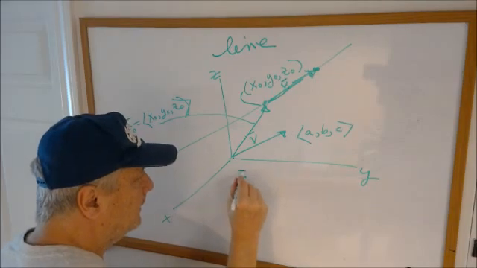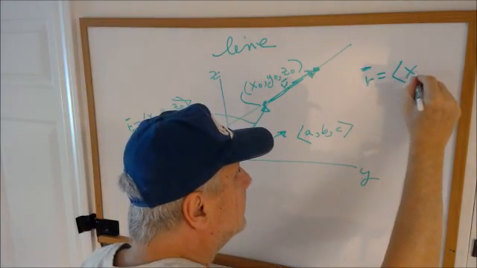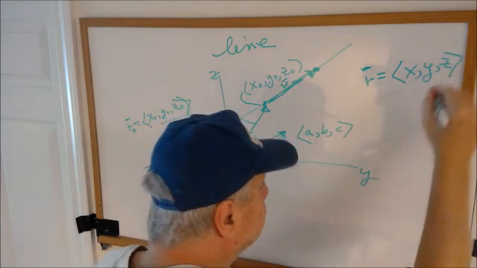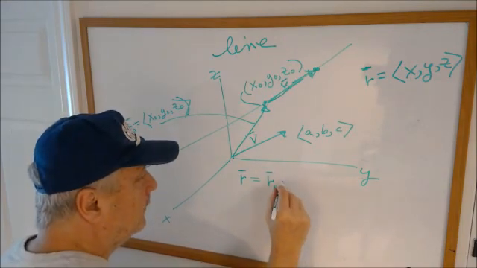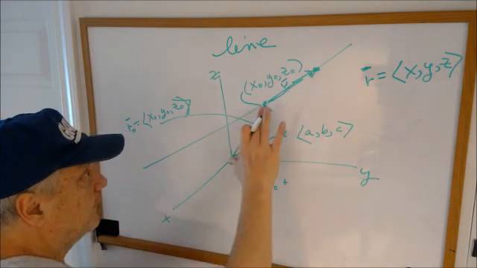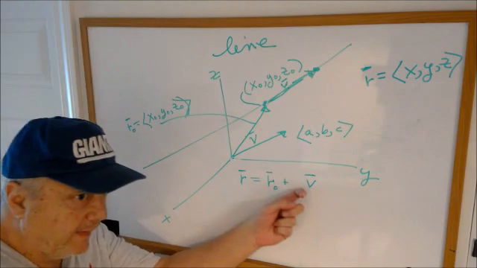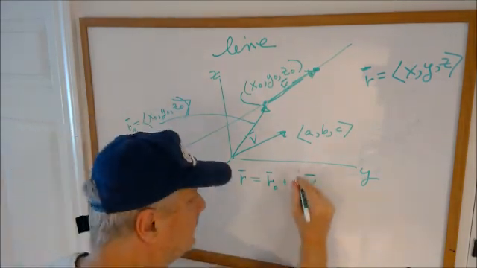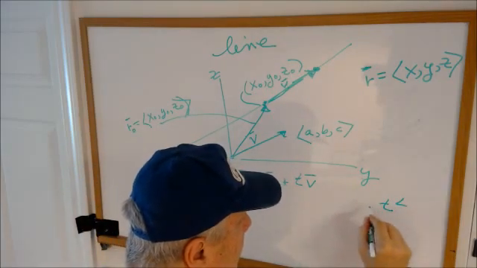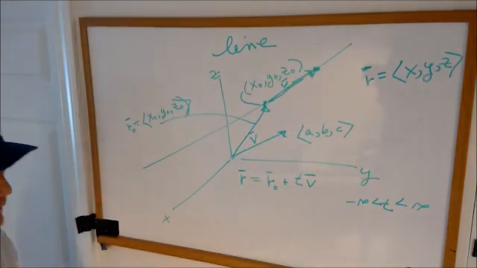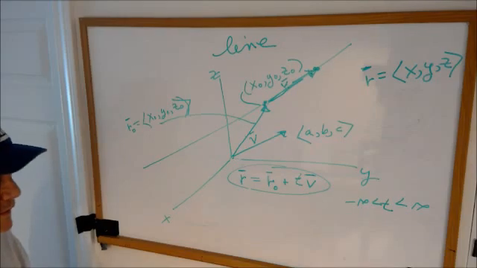Well, for a line, let's say the notation is going to be R. Now R, remember, is just by definition the arbitrary x, y, z vector. So what's it going to be equal to? Well, we're going to start with R naught, and we're going to add to it this vector V. But we want one of these, a half of these, two of these, minus one of these. Or simply we're going to multiply it by some scalar t, called a parameter, and we're going to let t vary from minus infinity to infinity. So this is the vector equation for a line in space.